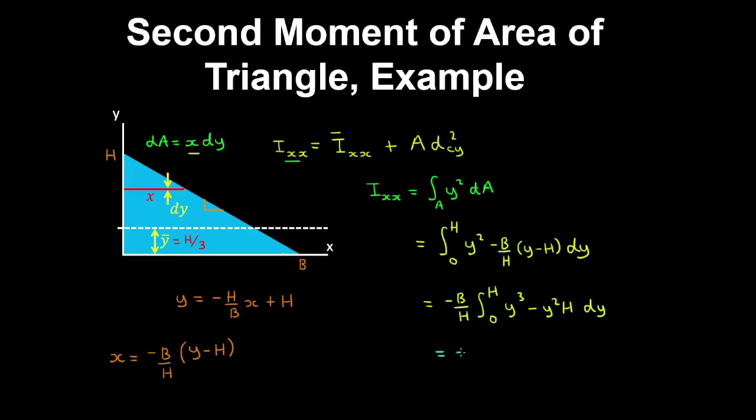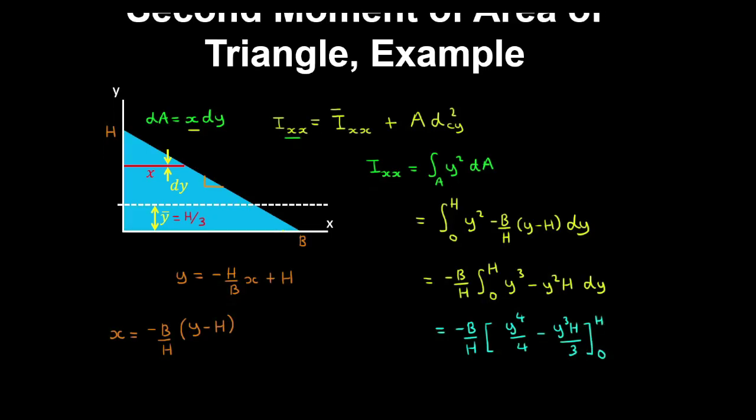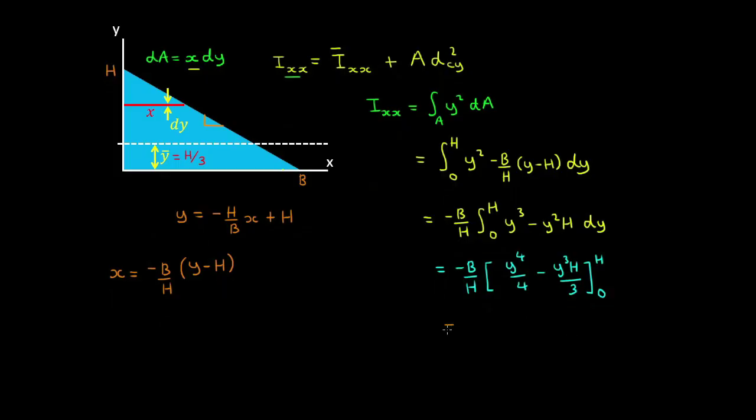And now we can evaluate this integral. So we have minus b on h multiplied by y to the 4 on 4 minus y cubed h on 3, evaluated from 0 to h. So we end up with minus b on h times h to the 4 on 4 minus h to the 4 on 3.